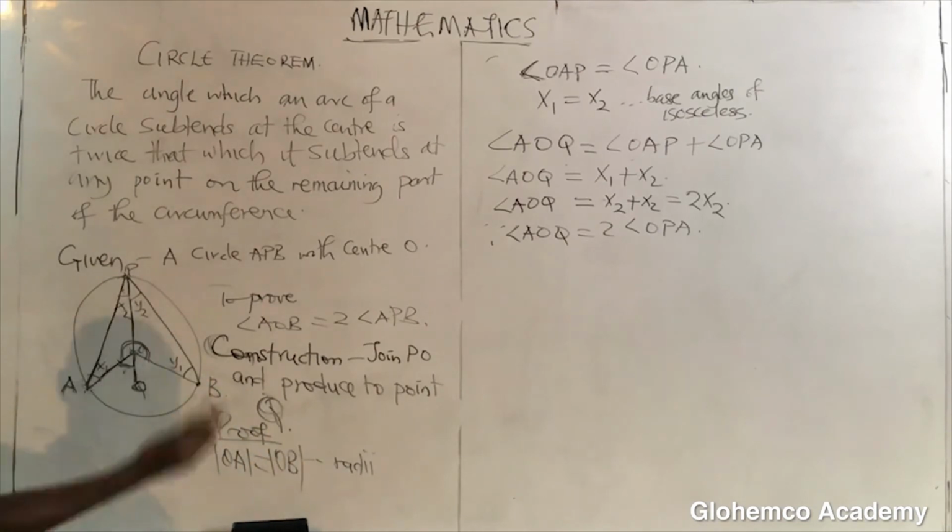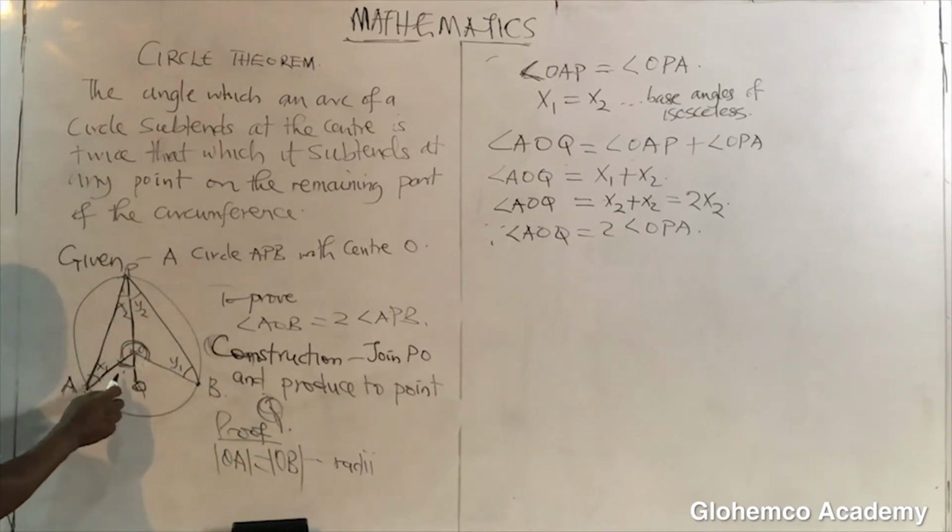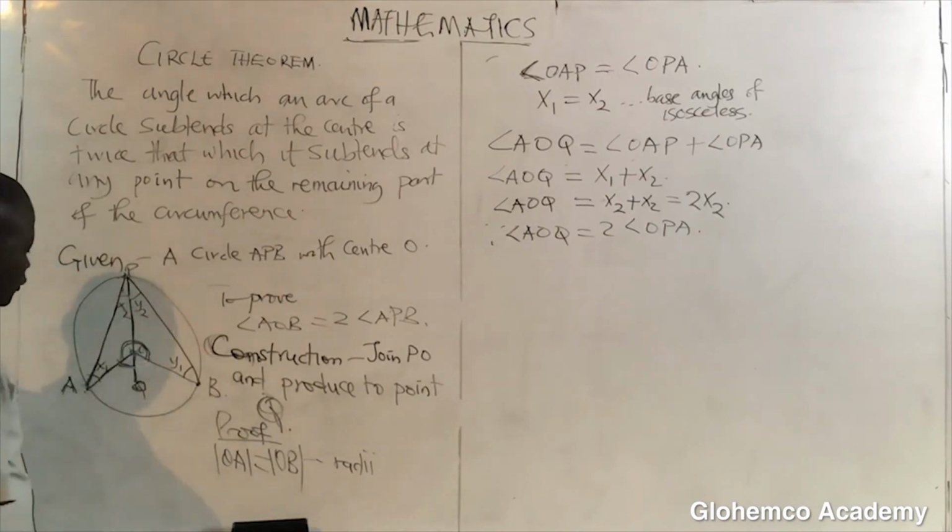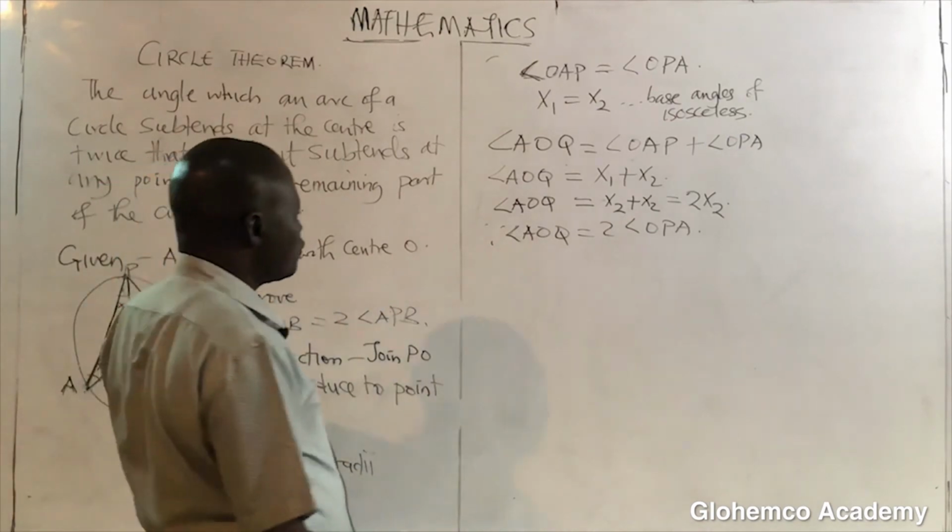And it is also reversible. If this is 80 degrees, 80 degrees divided by 2 will give us 40 degrees. It means this place will be 40 degrees. So that is what we are trying to explain here.